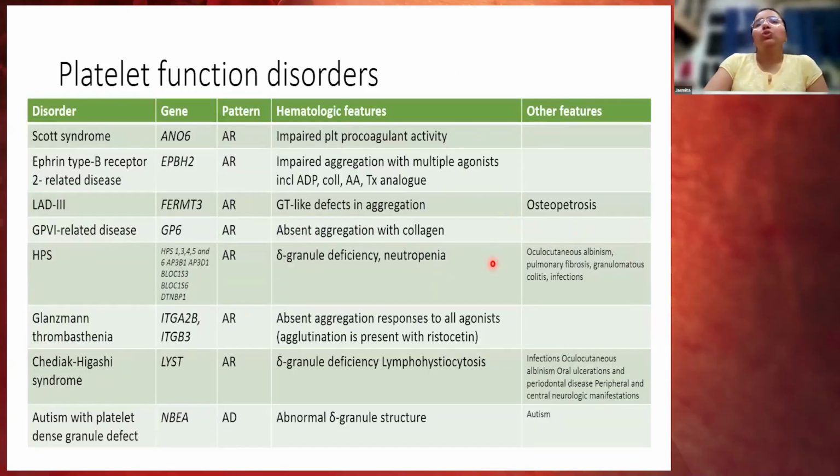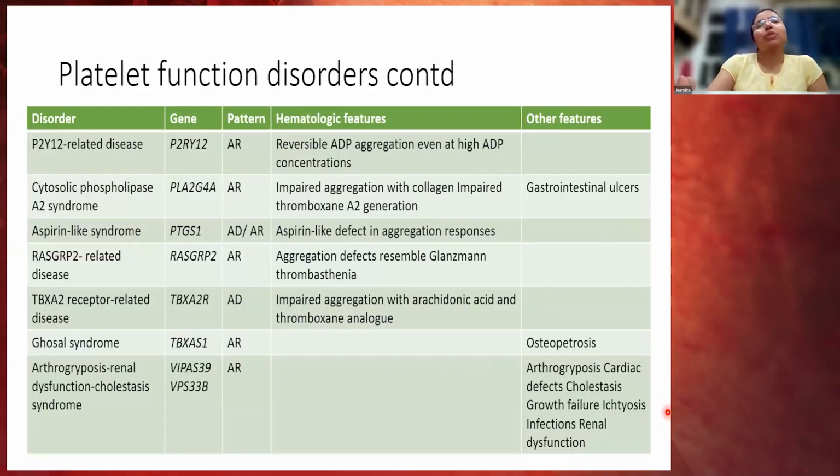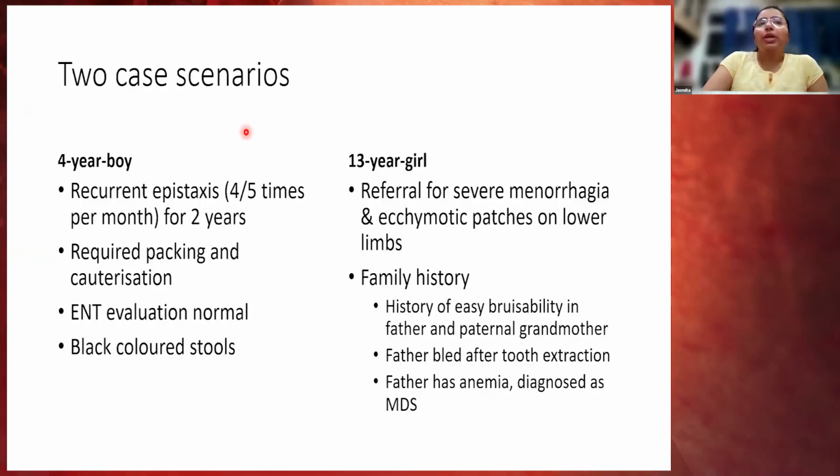features as well. And so, for example, if a patient is coming with oculocutaneous albinism or pulmonary fibrosis, and we have gray platelets on the peripheral blood, then we are possibly looking at Hermansky-Pudlak syndrome. So we have these two case scenarios.